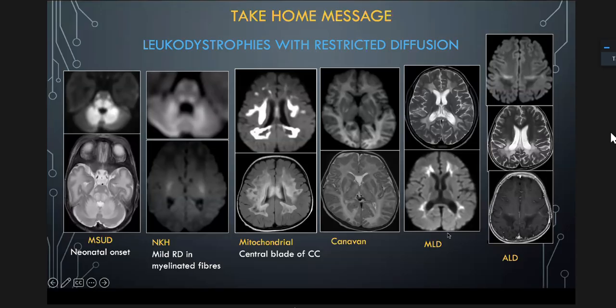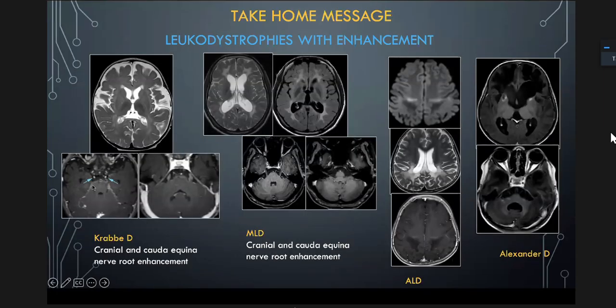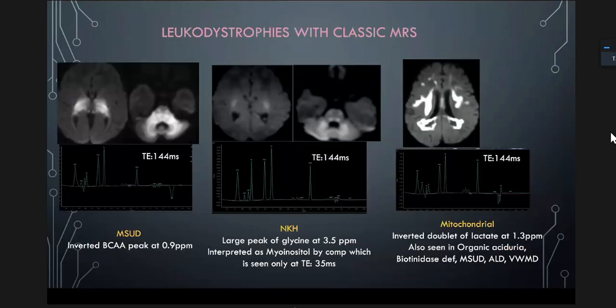ALD will restrict along its advancing edge, and the same edge will also show enhancement. With enhancement, we saw cranial nerves: Krabbe's disease as well as MLD will show enhancement of the cranial nerves. Then we have Alexander's disease, which shows enhancement, and hence contrast will be important only in these cases when we suspect this.